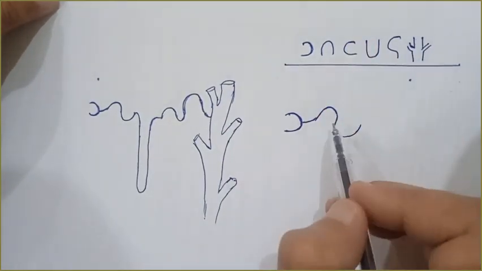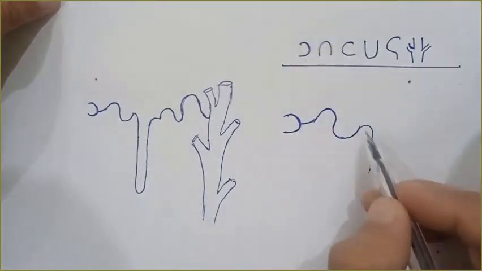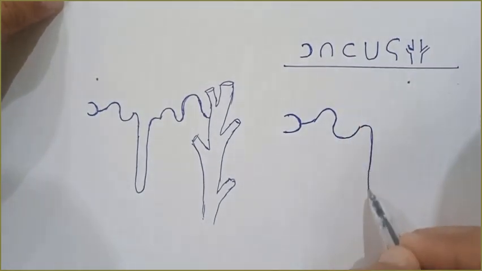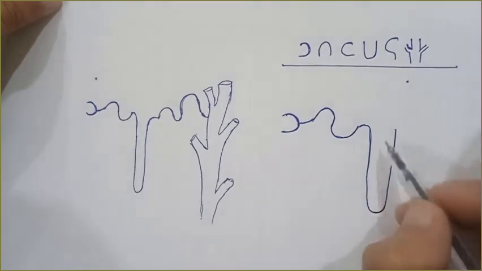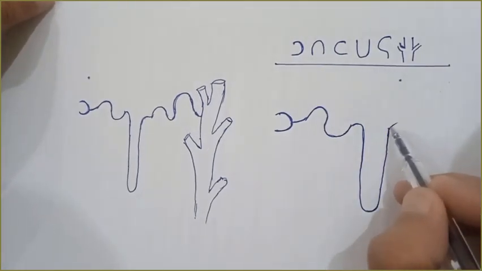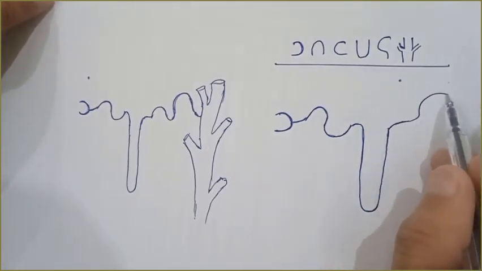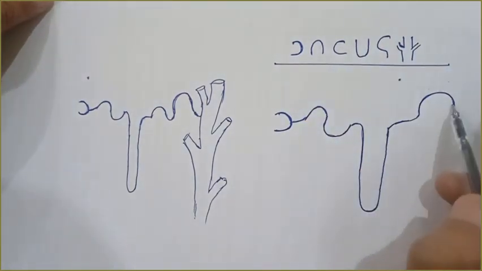So let's get started. First we'll draw an inverted C to make capsule of nephron. Then draw an inverted U like this. Now, we need to draw alphabet C. And then a long U shape to make loop.